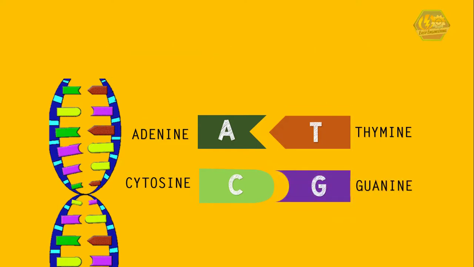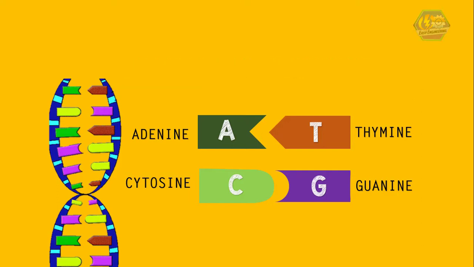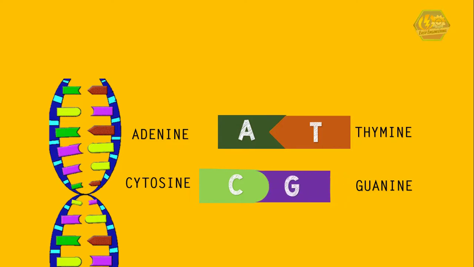Holding the nucleotides together is a backbone made of phosphate and deoxyribose. Only certain sets of nucleotides can fit together. You can think of them like puzzle pieces. A only connects with T and G only connects with C.